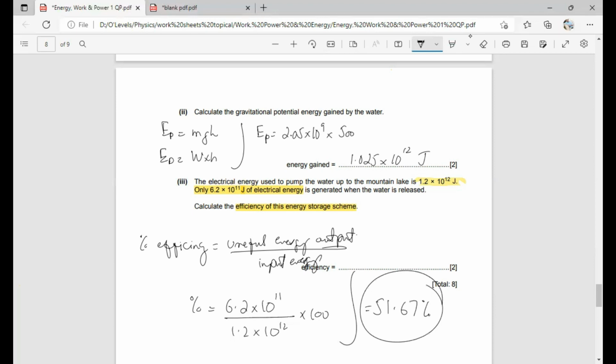Good. So these are a few questions related to the past paper topicals. I hope you clear your concepts by solving further questions on work, energy, and power. So that's enough for today.